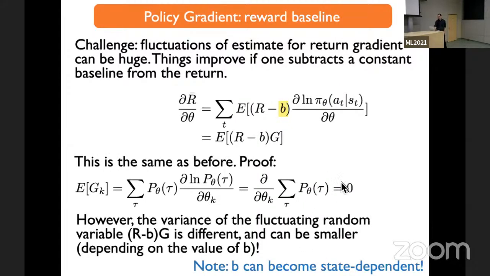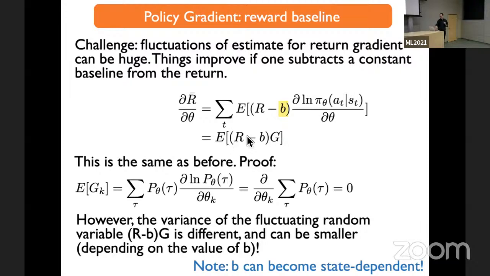And the challenge is now that the fluctuations of this estimate on the right-hand side, the expectation value, that's fine, that is the correct formula. But if I estimate it by only a few trajectories, the fluctuations can be huge. And so there's a little trick you can play. You can take the return and you can subtract a constant, B, it's called the baseline, some offset. And it turns out that if you do this, the expectation value on the right-hand side is exactly the same as before. So on average, you haven't changed anything. You still get the correct result. But the trick will be that possibly you have reduced the variance. So let's see how this works.